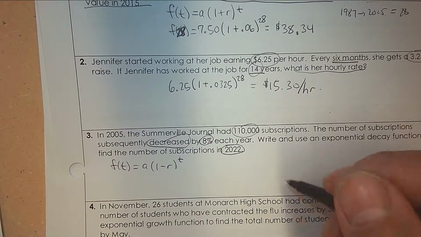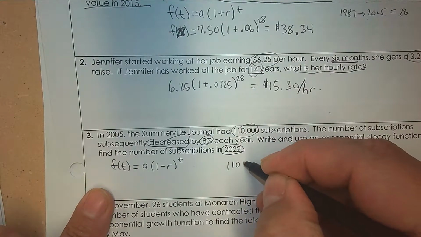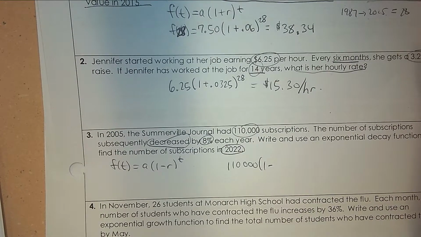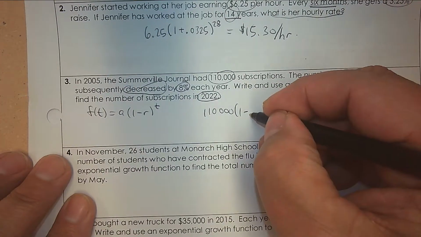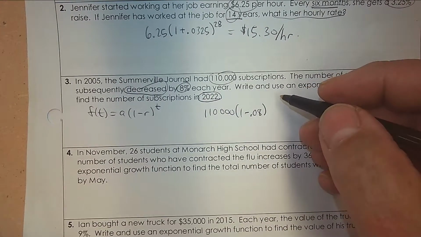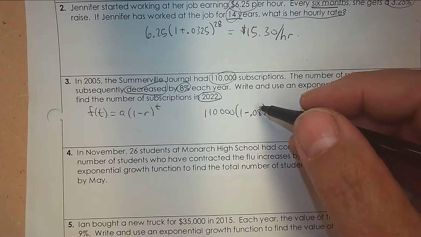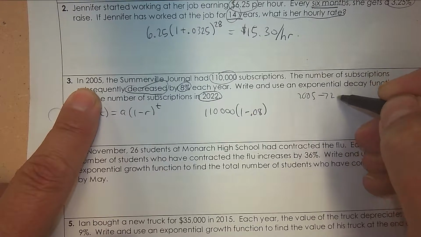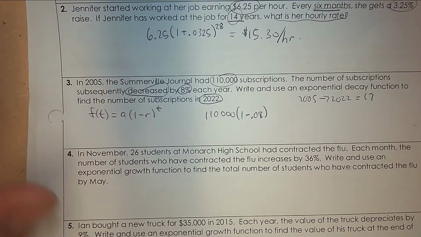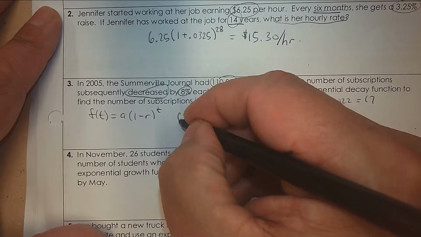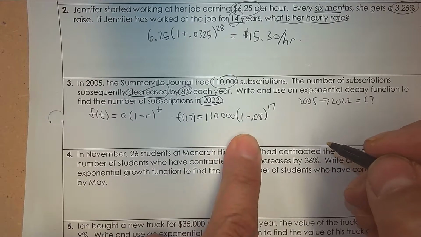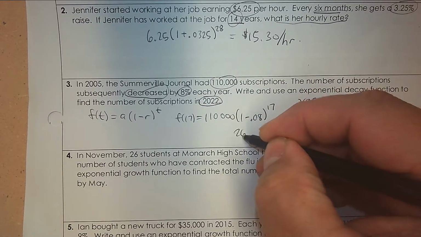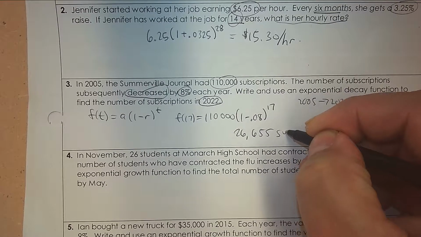So in this example, the initial amount is 110,000. The rate that it's decreasing by is 8%. So we need to write that as a decimal. That's 0.08. And then T is the number of years. So we started at what year? 2005 to 2022. So how many years has gone by? That's 17 years. And that's it. Use your calculator, type it in carefully. And we need to round to a whole number. You can't have a decimal subscription. So it's 2,655 subscriptions.